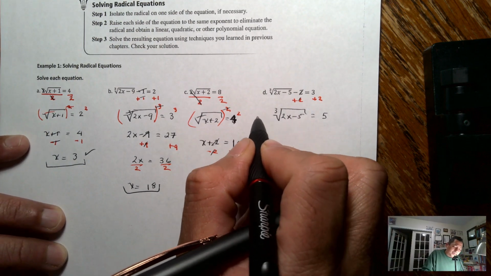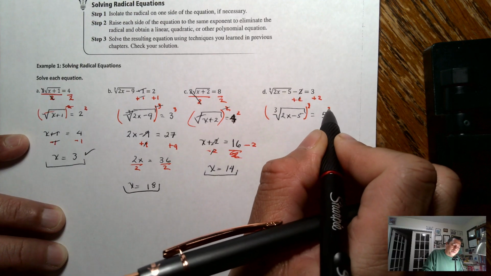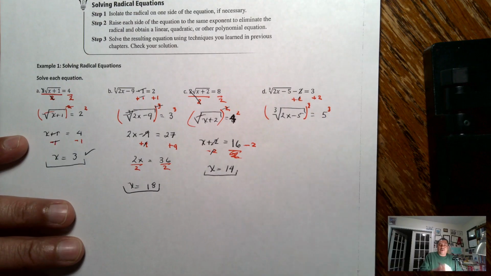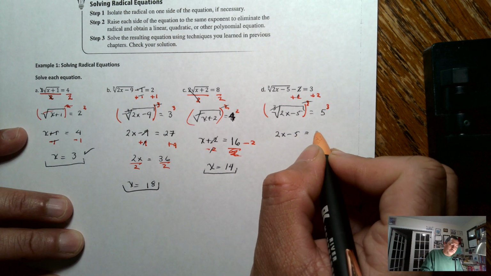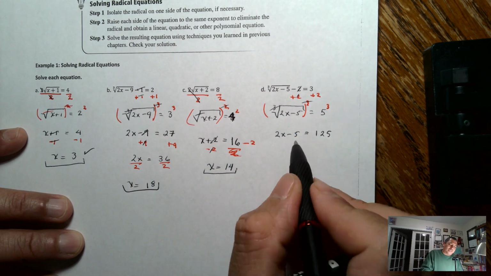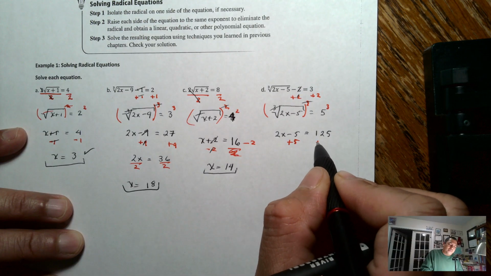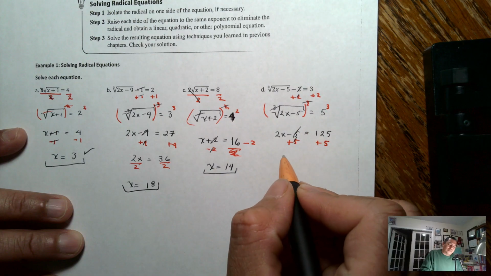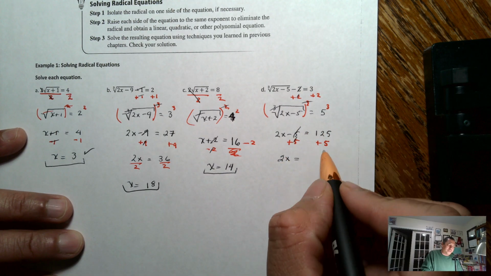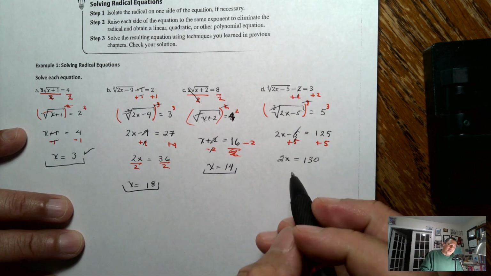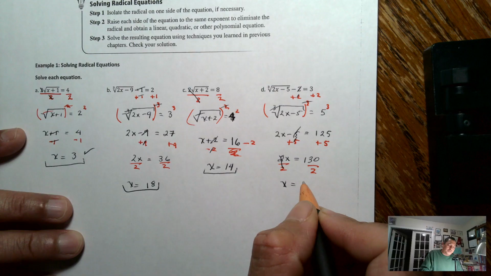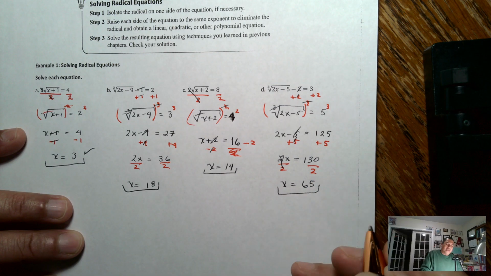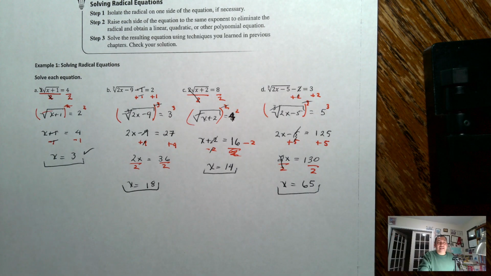Then it's a cube root, so I'm going to elevate both sides to the third power. Now I have 5 to the third power, which is 5 times 5 is 25, times 5 is 125. So this cancels out. 2x minus 5 equals 125. So see this 5, plus 5, plus 5. So these 2 cancel out. So I have 2x equals 125 plus 5, which is 130. And then we're going to divide by 2. And 130 divided by 2 equals 65. 65 is my solution for problem D.